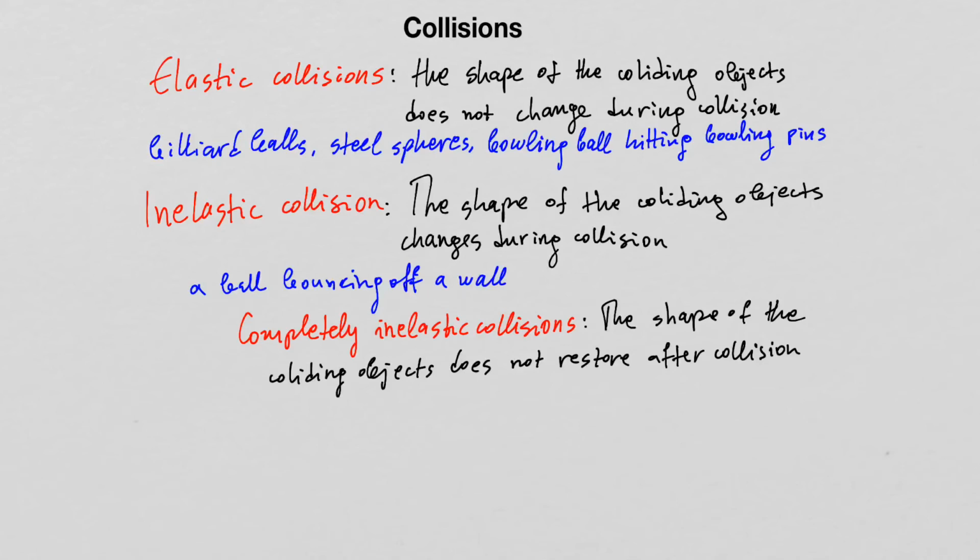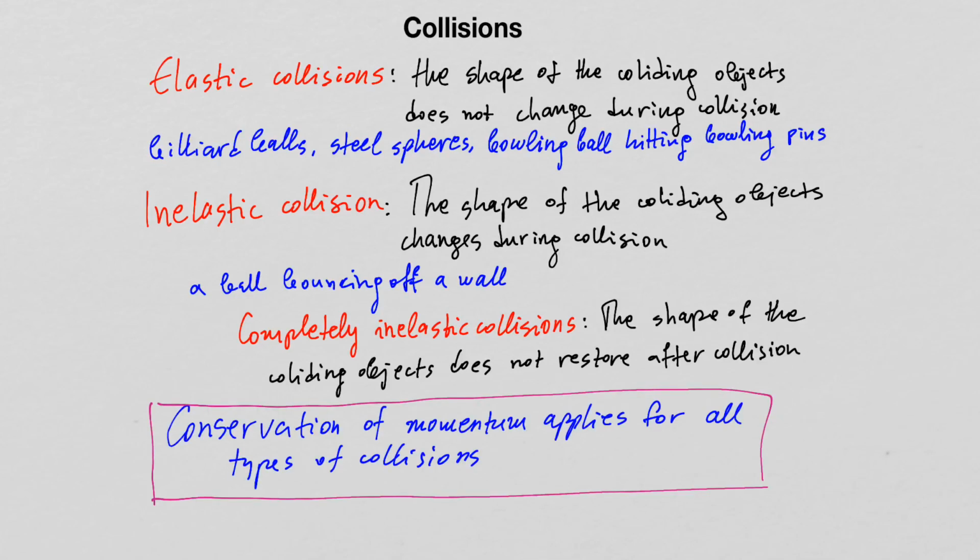So how are all these types of collisions related to the principle of conservation of momentum? Well, the principle of conservation of momentum is valid for all these types of collisions. So no matter what the collision type is, the principle of conservation of momentum applies. One more time, conservation of momentum applies for all types of collisions. And with this, I'm concluding the lecture on momentum.